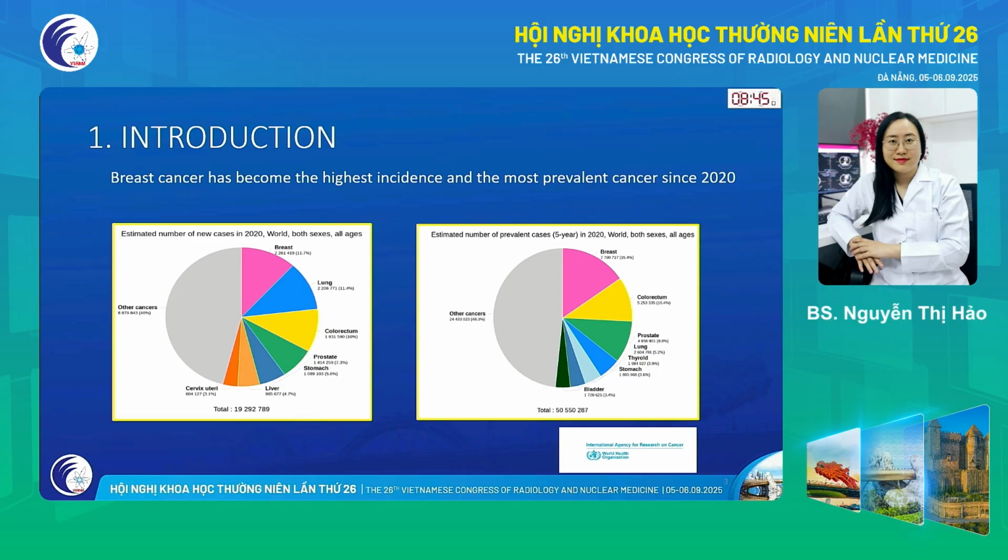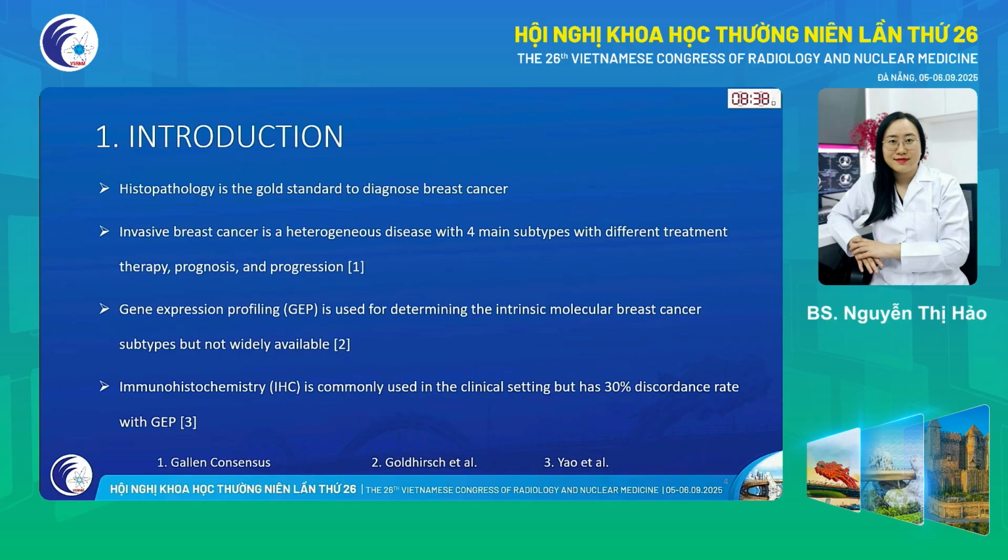We all know that since 2020, breast cancer has overtaken lung cancer to become the highest incident and the most prevalent cancer in the world. Histopathology is the gold standard to diagnose breast cancer. Invasive breast cancer is a heterogeneous disease with 4 main subtypes with different treatment therapy, prognosis, and progression. Gene expression profiling is used for determining the intrinsic molecular breast cancer subtypes, but is not widely available and very expensive. Immunohistochemistry is commonly used in the clinical setting, but has a 30% discordance rate with GEP.